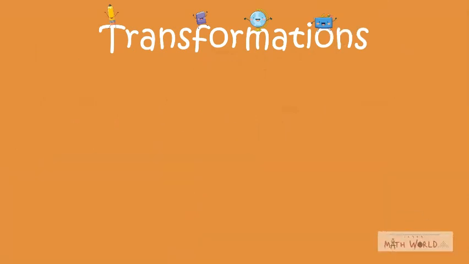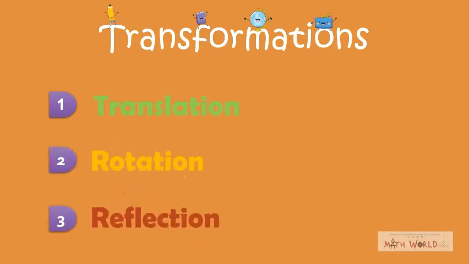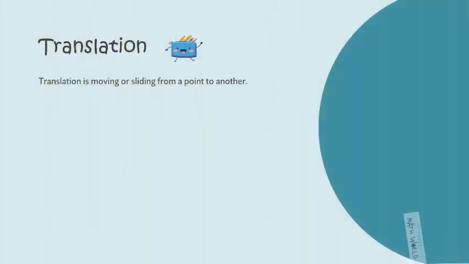Transformations in maths means moving objects, and it's divided into three parts: translation, rotation, and reflection. In this video, we are going to talk about translation. And translation is moving or sliding from a point to another.